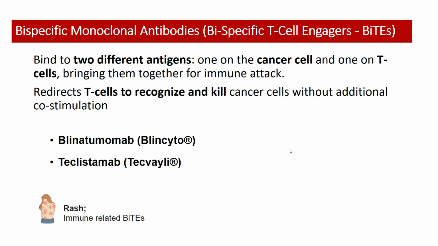All right, finally, we have bispecific monoclonal antibodies, also known as BiTEs. They bind to two different antigens: one on the cancer cell and one on the T cells, bringing them together for immune attack. Basically, how do you enhance the immunity here? By bridging them together. That way, immune cells can act on those cancer cells. They create the bridge between immune cells and the cancer cell, which helps to reduce the cancer.